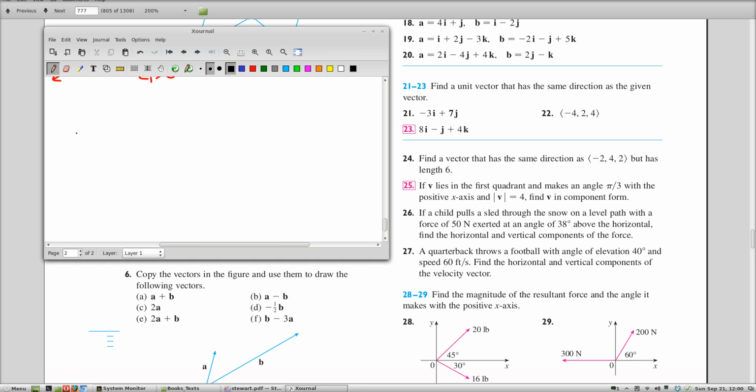So let's see if I can get my fat hand under control. Number 21, minus 3i plus 7j. I don't know why I'm copying it, because it's just right there. Unit vector that has the same direction. I just find it easier to understand when it's written like that. And so here's a vector. It goes -3 in the x direction and 7 in the y direction, so it looks something like that.